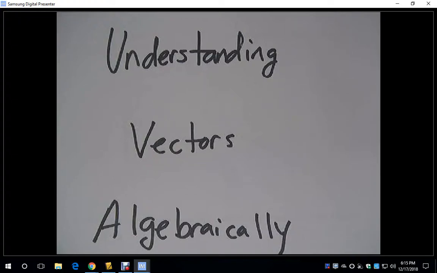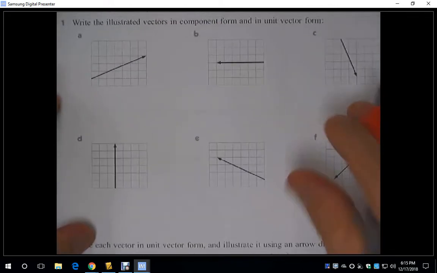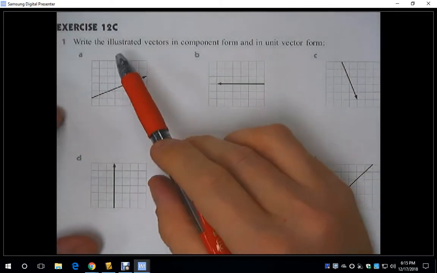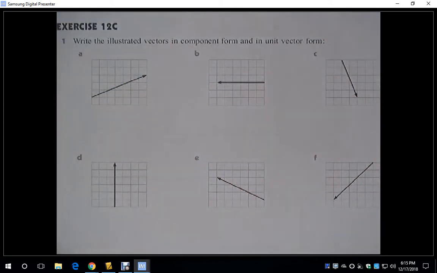The following presentation is on understanding vectors algebraically. We'll just jump into some examples. So this first problem says, write and illustrate vectors in component form and in unit vector form.